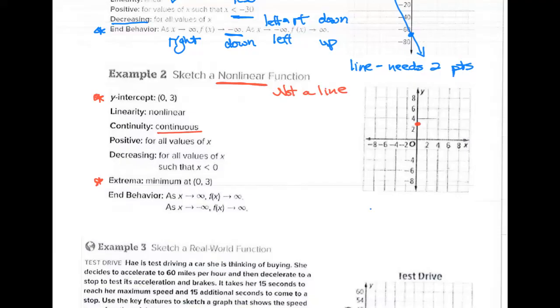Minimum at 0, 3. Oh, we already have that. So your y-intercept and your minimum are the same. Okay? These right here, they are the same. So that is your minimum. This is the lowest point. Okay? The lowest point.